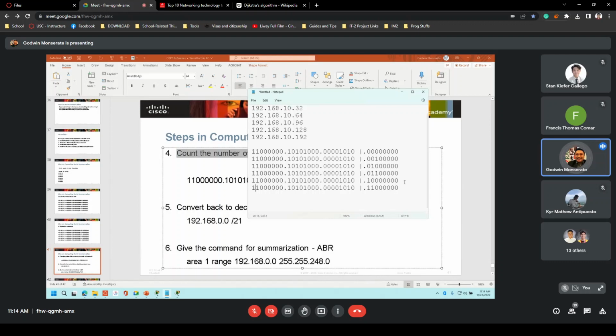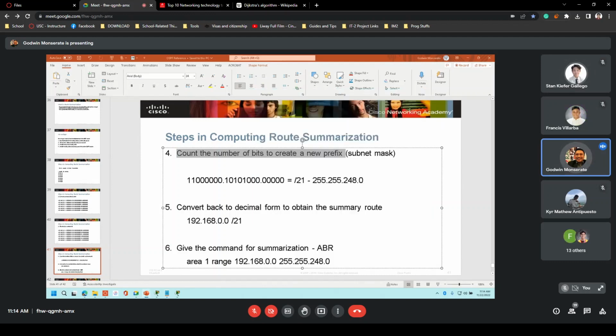So meaning, let's count. This is already 8. Okay? And this is 8. And this is 8. Correct? So it is slash 24. Right? Then convert back to decimal form to obtain the summary route.